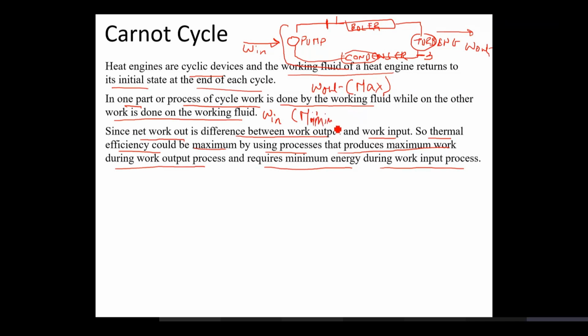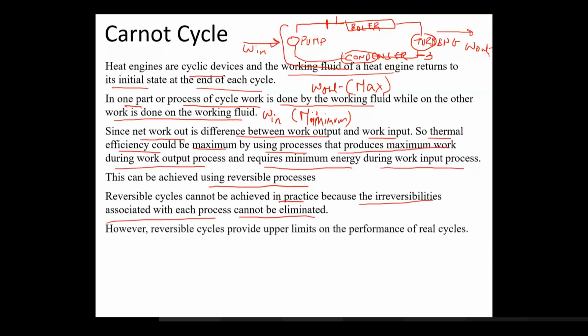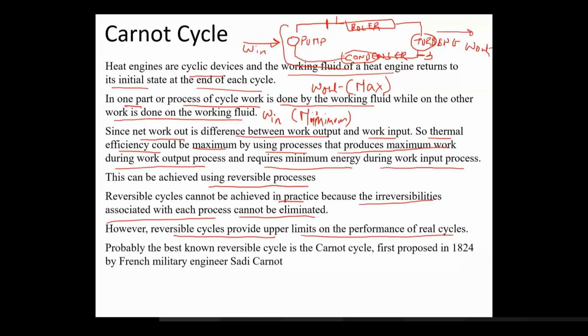This should be achieved, and in order to do so, all the processes must be performed in a reversible manner. However, reversible cycles cannot be achieved in practice because the irreversibility associated with each process cannot be eliminated. However, reversible cycles provide upper limits on the performance of real cycles.